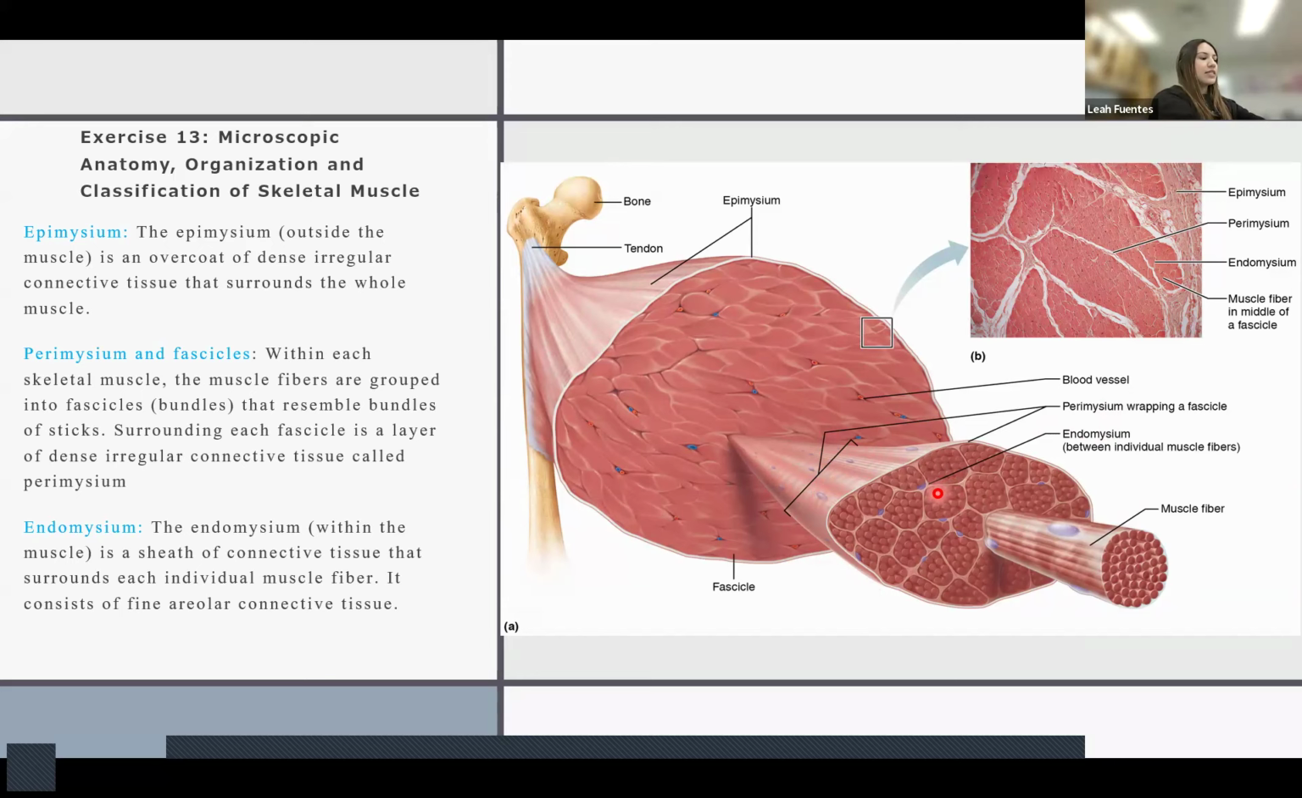I don't know how in-depth they'll go with the types of connective tissue within each of the muscles, but I would think knowing connective tissue in general would be at least half credit.